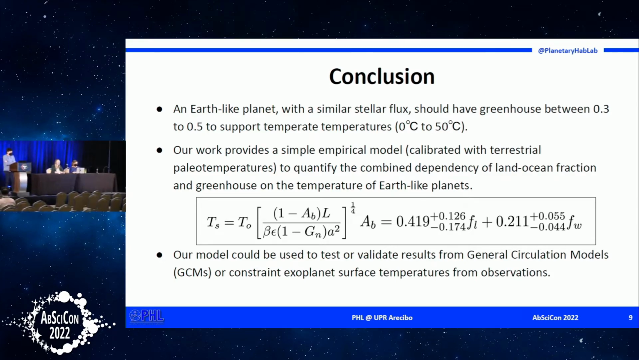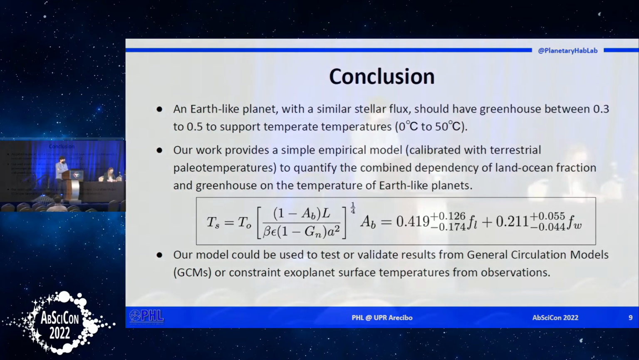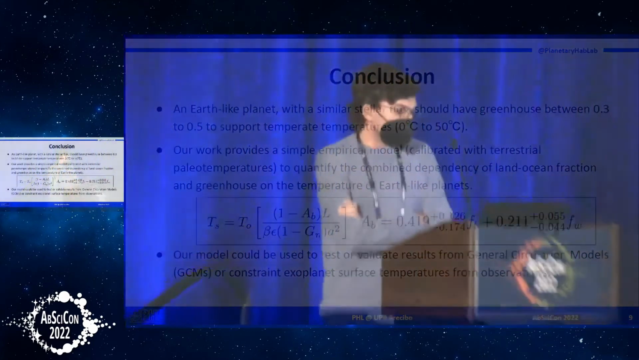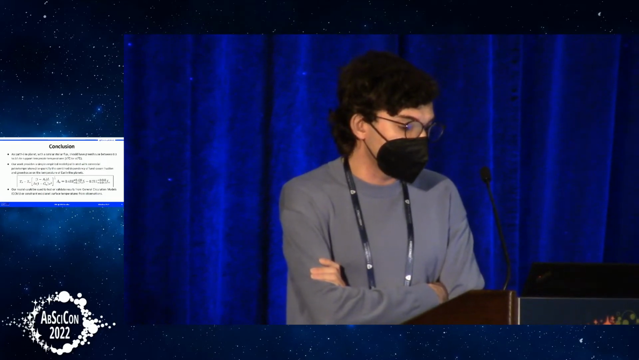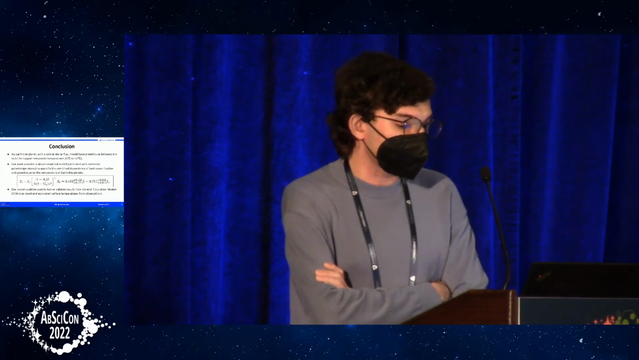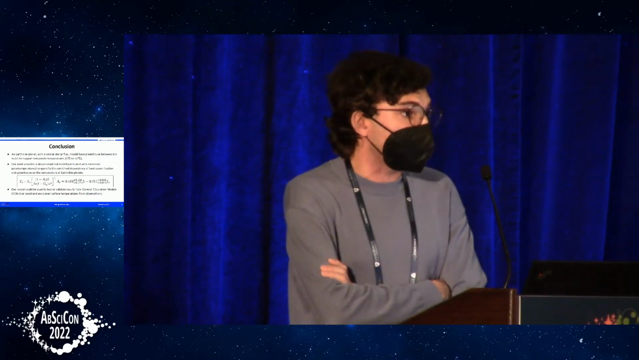because if you know the normalized greenhouse effect, for example, and if you estimate the surface temperature, you will eventually find the Bond albedo, and by finding the Bond albedo, you could get at least a known fraction between land and ocean of the planet. So yes. Awesome, thank you.